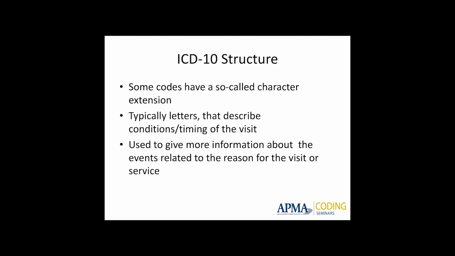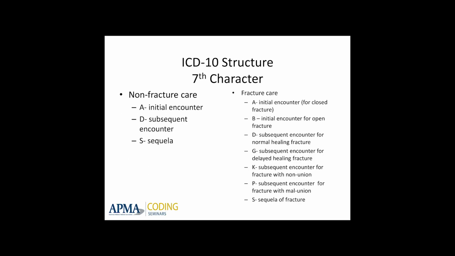There are some caveats to it. There are some so-called character extensions. These are typically letters, not always, but usually letters, and they're typically in the 7th place, in the 7th character. They're non-fracture character codes. If you've got injuries or something like that, you would go to a 7th character that says this is the initial time I've seen the person for this injury. Maybe it was a laceration. First time I've seen this patient for this injury. Subsequent encounter. And then the last one is the sequelae.